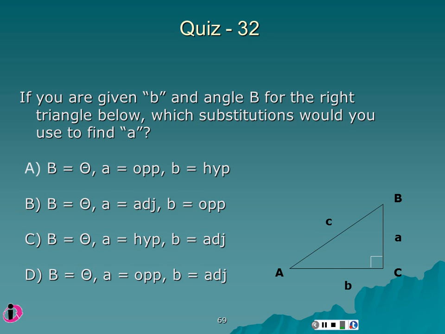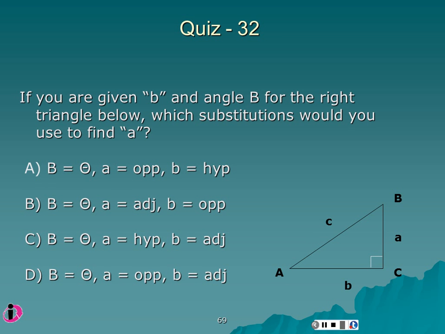Let's try another question here. You are given a small b and angle B for the right triangle below. Which substitution should you use to find A? Now, how do we assume what is what? A small b and angle B is given. This time, angle B is going to be your theta. Any angle that is given to you except the right angle is your theta. So this is going to be your theta now.